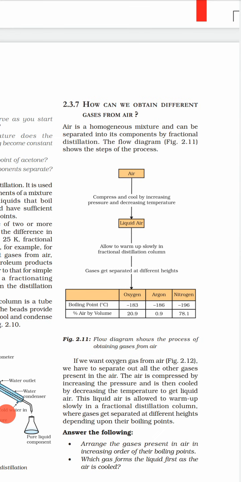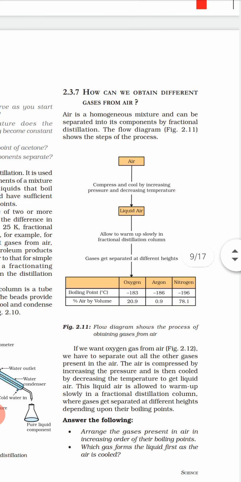Here it is given that nitrogen is 78.1%. That means in air, how much nitrogen is present? Out of 100%, 78.1% is nitrogen. That means the maximum amount of gas present in air is nitrogen. Then it is oxygen. See the percentage in air by volume, it is 20.9%.